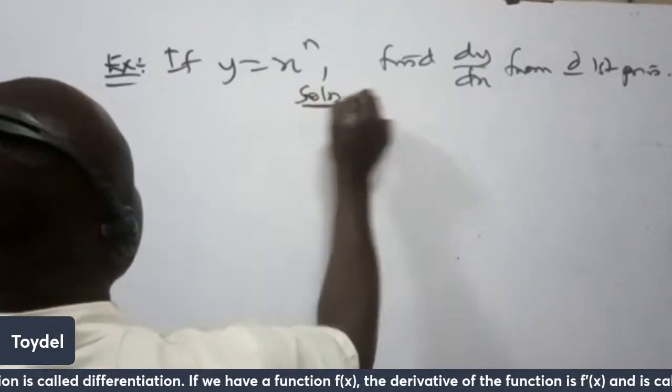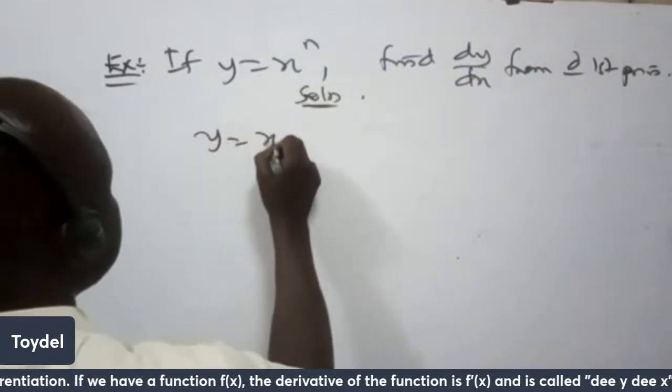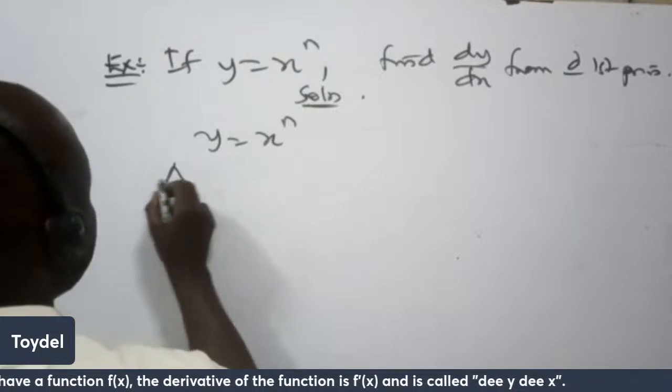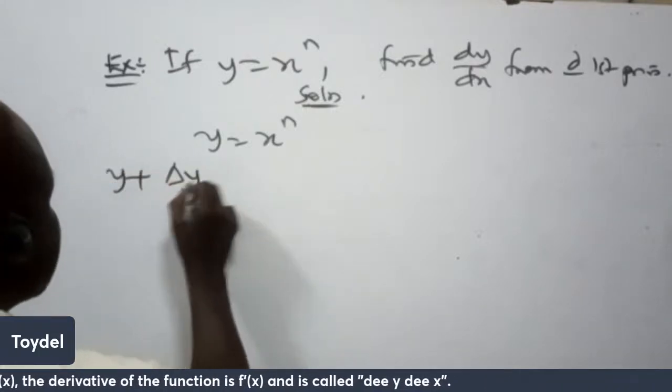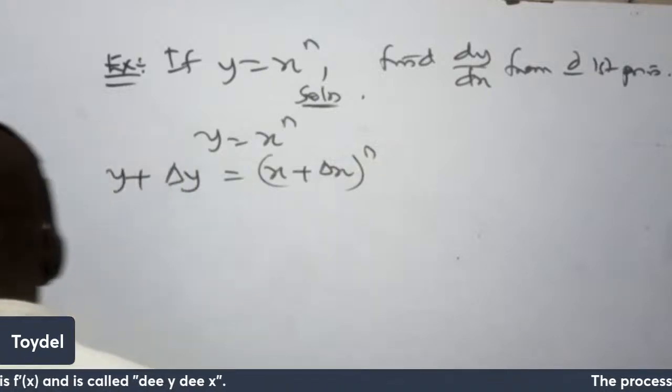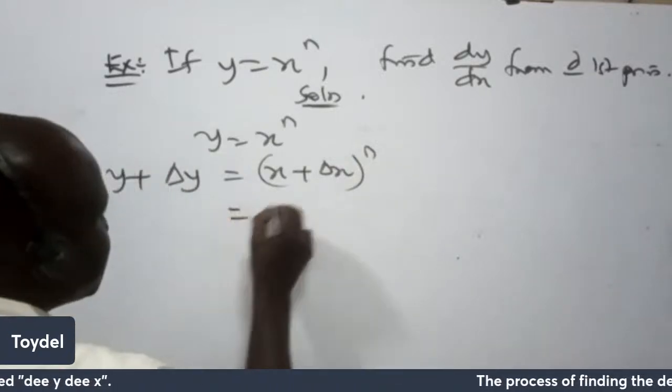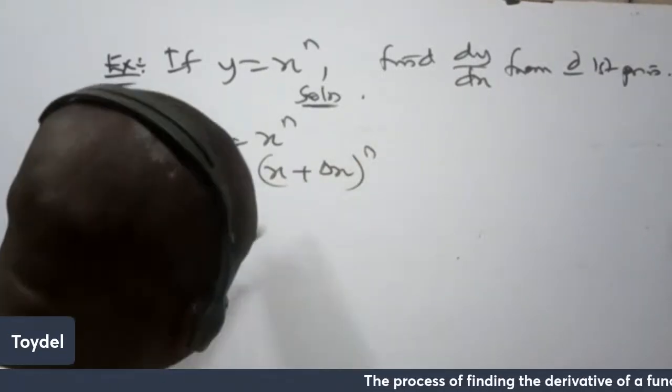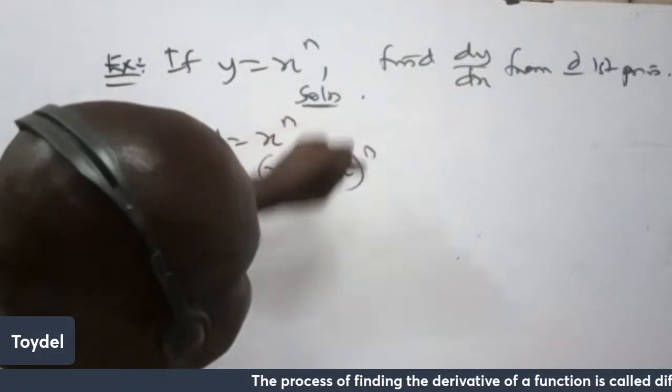Solution. In this case now, we have y equal to x raised to the power n. We know that y plus delta y will be equal to x plus delta x, everything raised to the power n. That's what we are going to get. So if we expand this now, we can't expand this directly because it's raised to the power n.